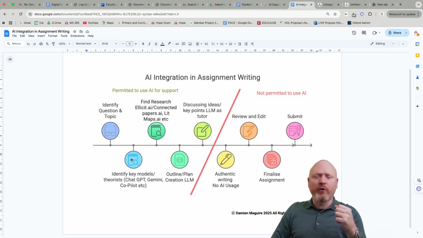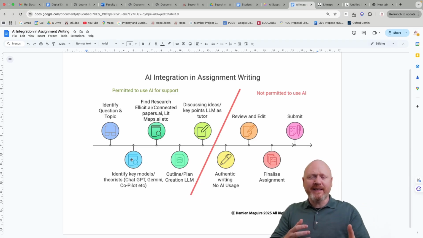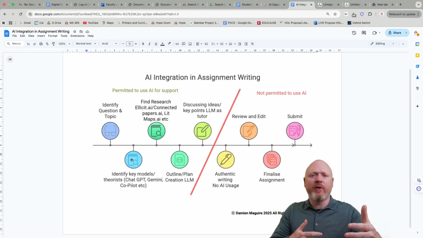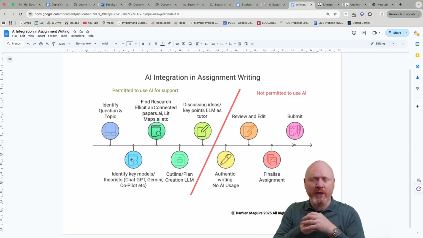The next area that we're going to look at is identifying key models and theorists. So, for example, if you're working in education, you might be looking at the work of Vygotsky or Dweck or Bruner, but you can ask the AI, who are the leading thinkers at the moment in this particular area in relation to this particular question.